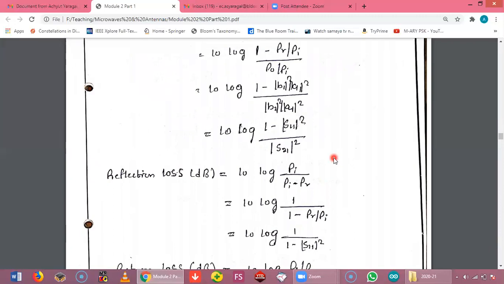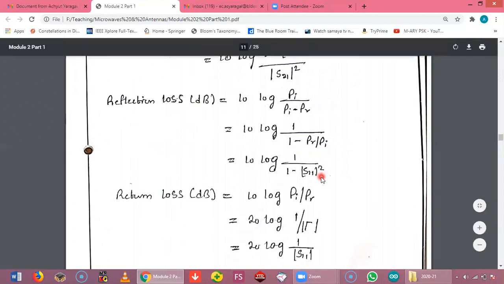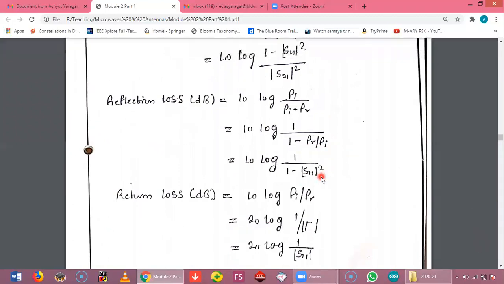Reflection loss is nothing but Pi divided by Pi minus PR. That is incident divided by incident minus reflected. I just wanted to have this in terms of S parameters. So dividing Pi in the numerator and denominator, we will get 1 divided by 1 minus PR divided by Pi, that is nothing but S11 in terms of the S parameter, the reflection coefficient at port 1.